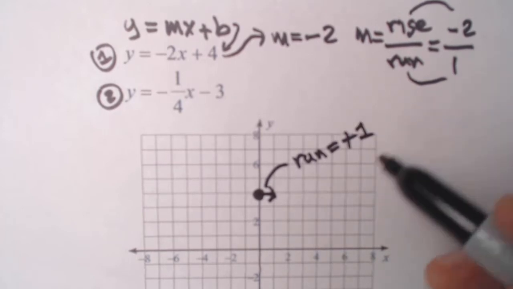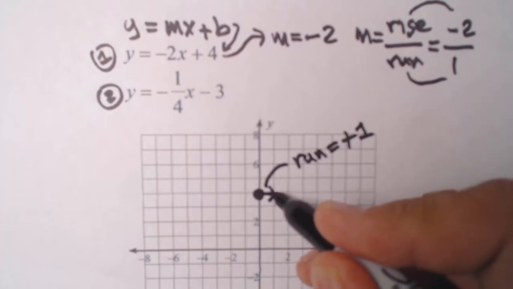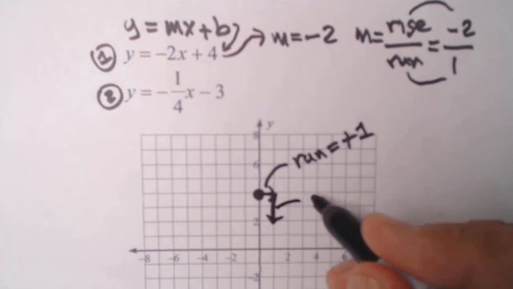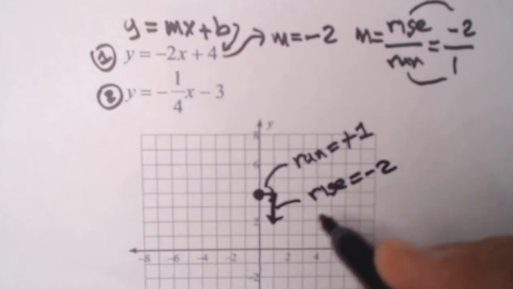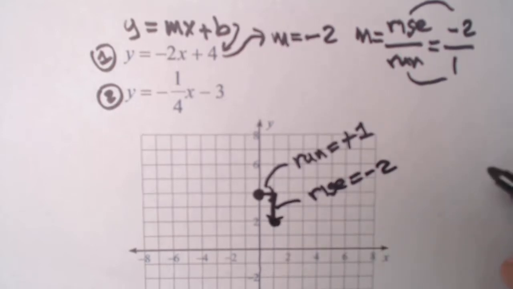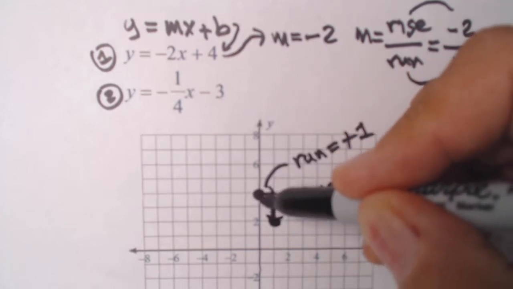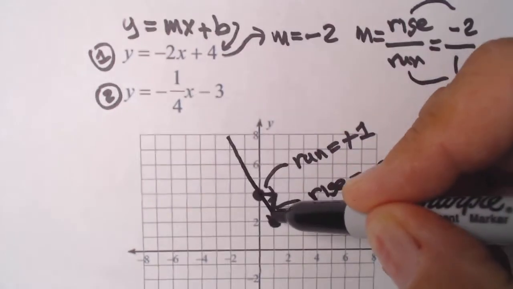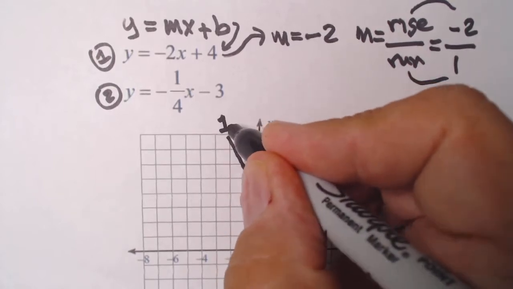Now, we do the rise from the end of that arrow. So we got to go down 2. So here we go. Down 1, down 2, right there. So there's the rise equals -2. Well, at the end of that second arrow right here is another point that's on the line. So what you do is you get out your ruler here and simply connect up the dots here. Here it is, about like that. And that's my equation number 1.